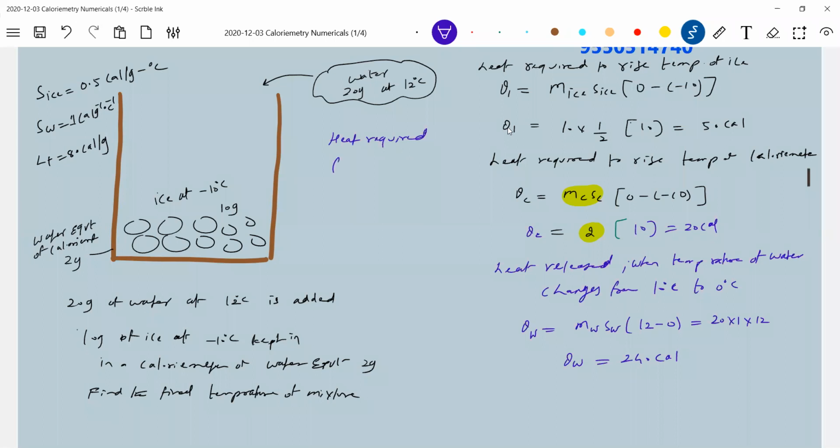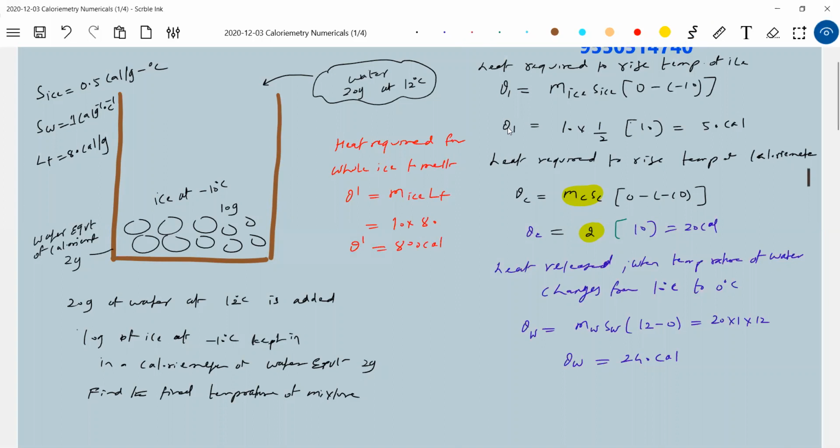This is the heat required for all ice to melt. I'll call it Q dash. This is mass of ice into latent heat of fusion. Mass of ice is how much? 10. Latent heat of fusion how much? 80. 800 calories is needed.